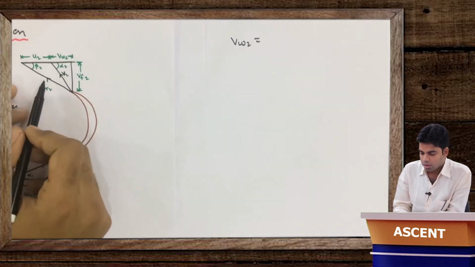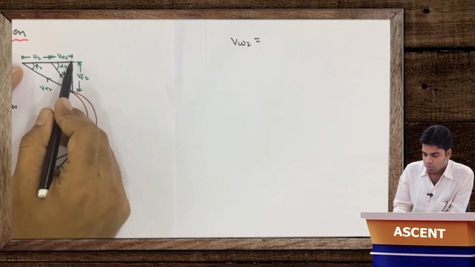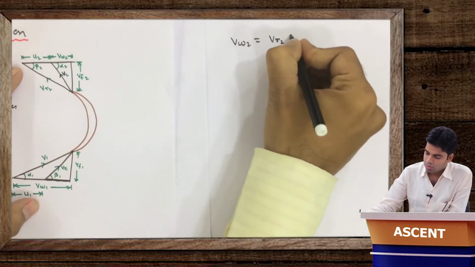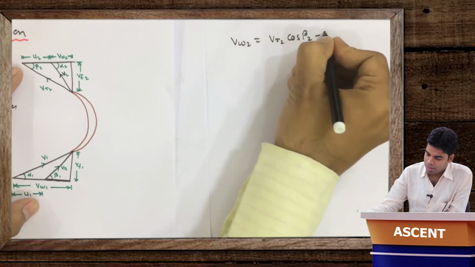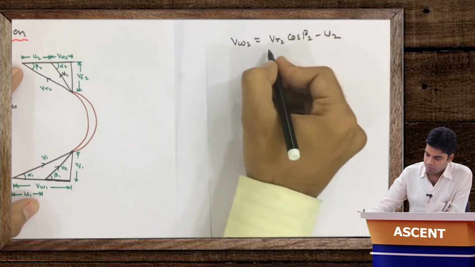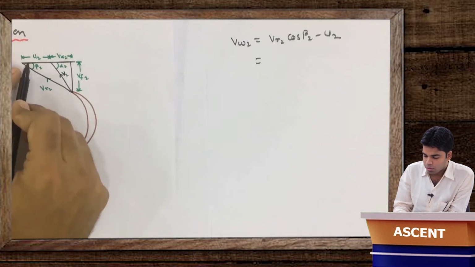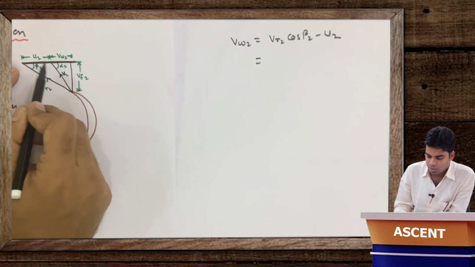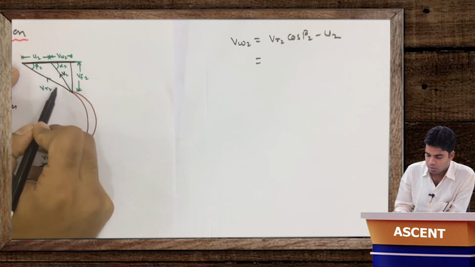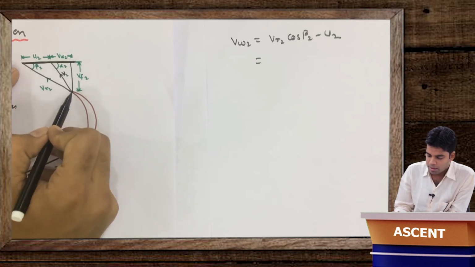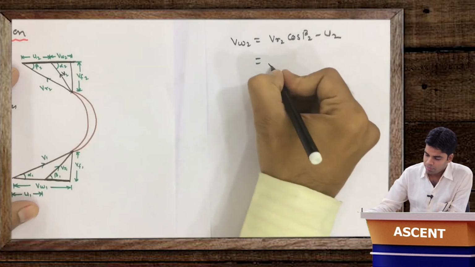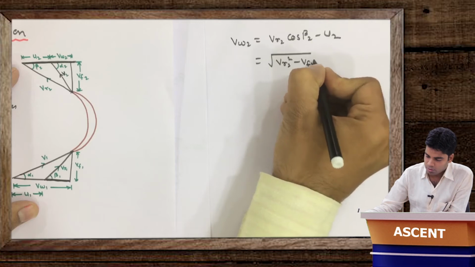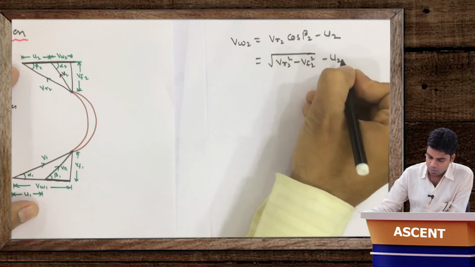So this can be written as what? Total, which is VR2 cos of beta 2 minus U2. Getting this? Further, this VR2 cos of beta 2 means this total distance. What can we write this VR2 cos of beta 2 as? It will be equal to under root of VR2 square minus VF2 square. So this will be under root of VR2 square minus VF2 square minus U2.